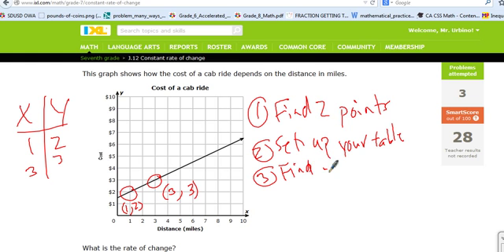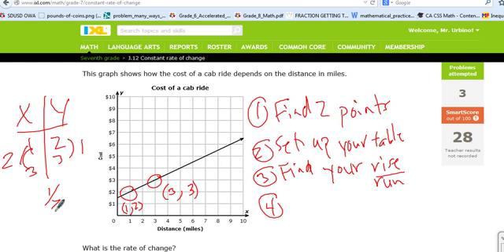Number 3, find your rise over run. Here, the difference between y's will be 1. The difference between 1 and 3 is 2. So our rise over run will be 1/2. And then for these problems, just put them as a decimal. So this one, 1/2, will give me 0.5.